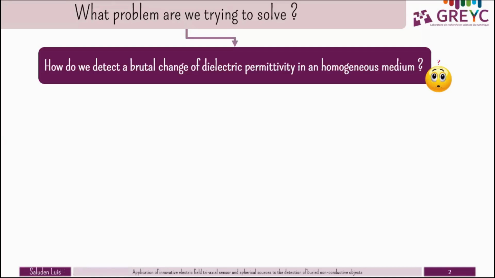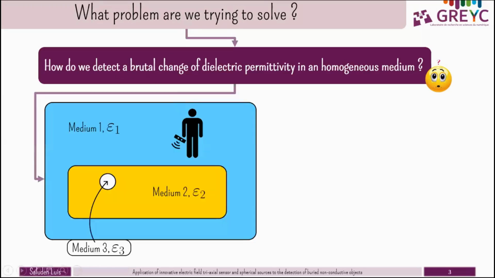Okay. So basically, what problem are we trying to solve? The problem is to detect change of dielectric permittivity in first a homogeneous medium. This is a simple schematic so that everyone sees the situation. We are in a medium, which will mainly be air, and we are trying to detect a third medium that is encapsulated in the medium 2.